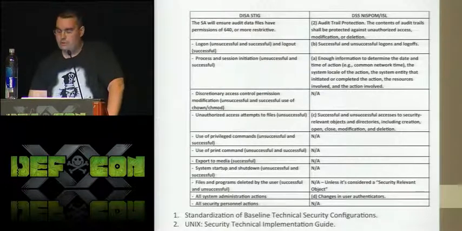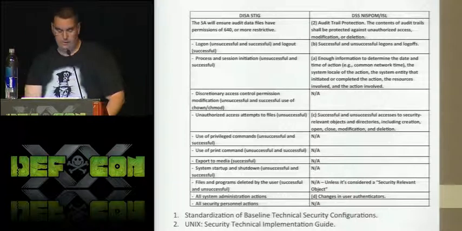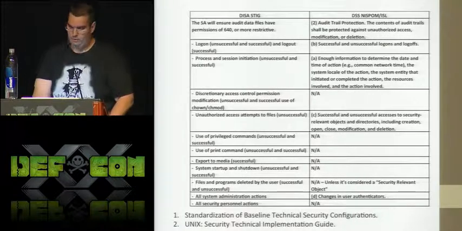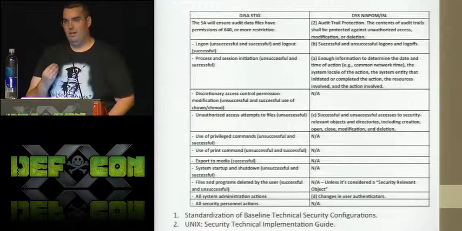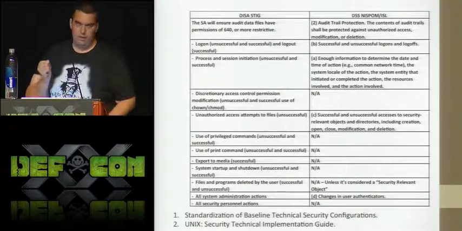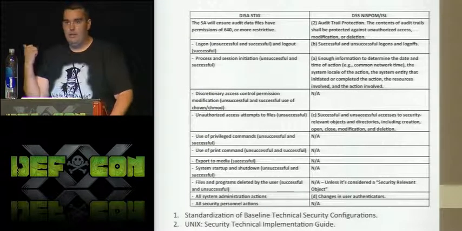So we don't cover discretionary access controls at all. We don't care if you use privileged commands. We don't care if you print things. We don't care if you take things off the system. And we don't care if security personnel do anything either. It's kind of funny to me because some of these things are the things we should care about the most. If I'm processing classified information in a company, I'm not worried about some ninja trying to sneak in and break through a secure room.